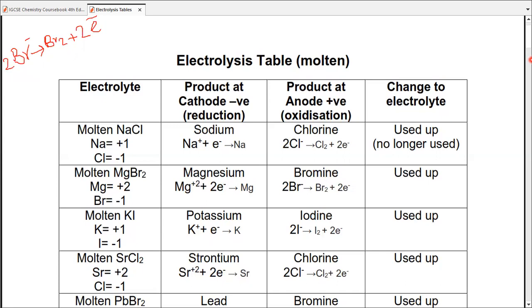Sir, we will get this at the anode. Good, good. Now, since this is a table and this already consists of a bromine equation, it should be easy. That's right, good. So two bromide ions give us bromine liquid, and they give away two electrons.